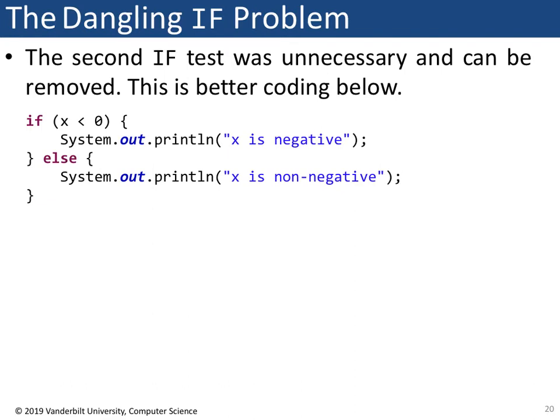So a better version of the previous code would be if x is less than 0, printline statement x is negative, else printline statement x is non-negative. This is less redundant, so you're doing less redundant work by including a second test, but you're also writing code which is more reflective of the physical reality, and therefore you're less likely to have errors.